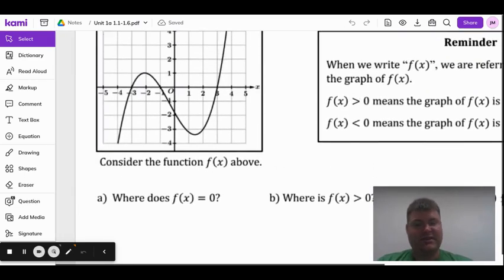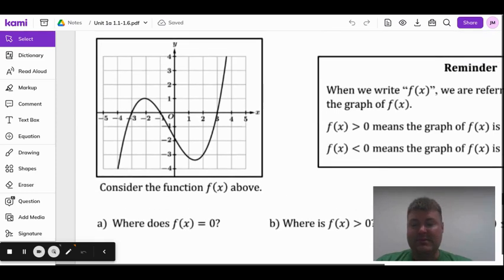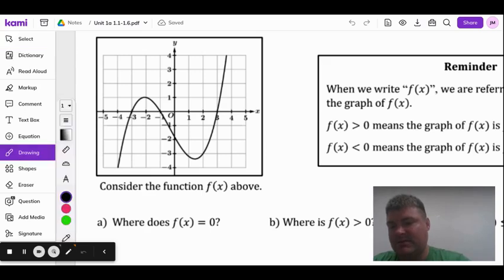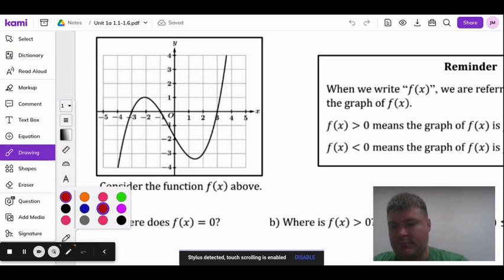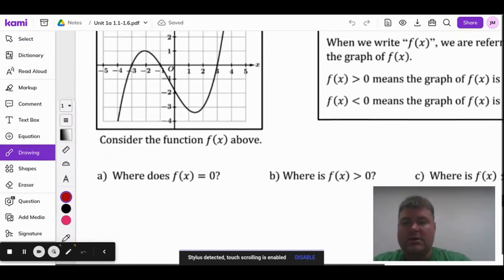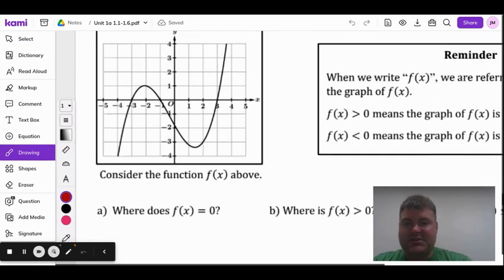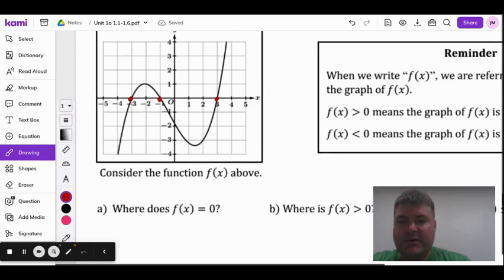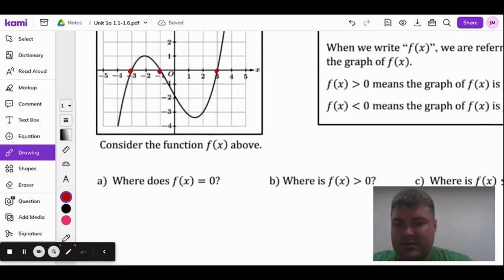First examples look like a warm-up. We have this function f of x right here, and we only have the graph. We don't have anything else that relates to it. Where does f of x equal 0? So you can look right here and find out where our zeros are. It looks like we equal 0 at x equals -3, -1, and 3.